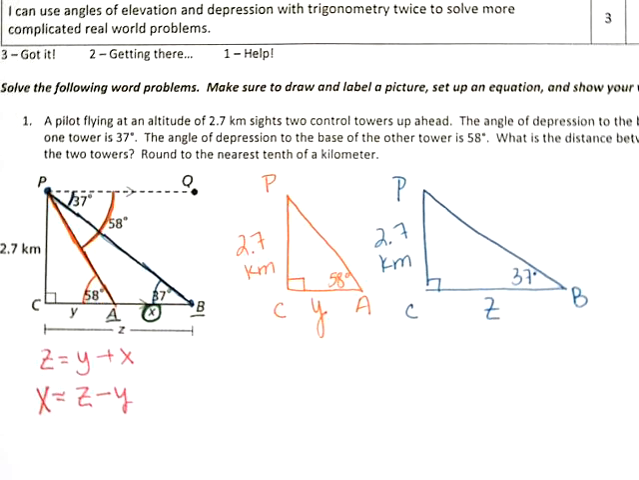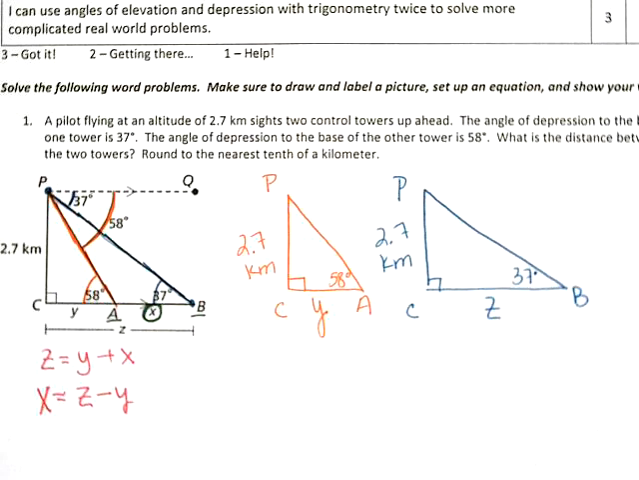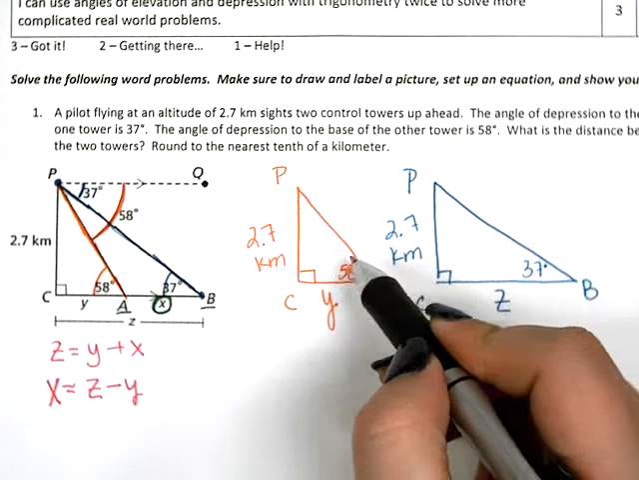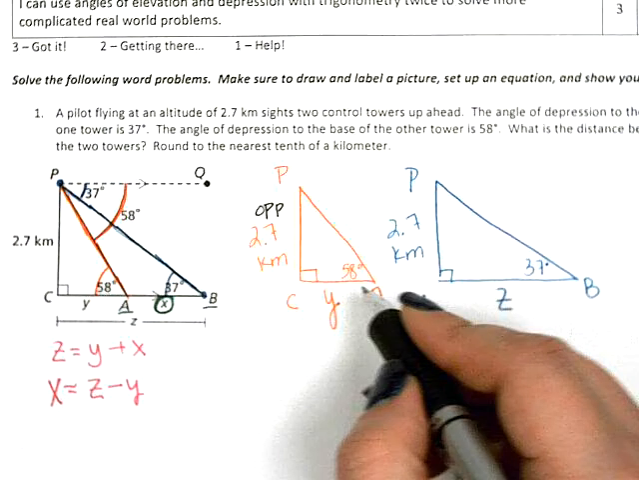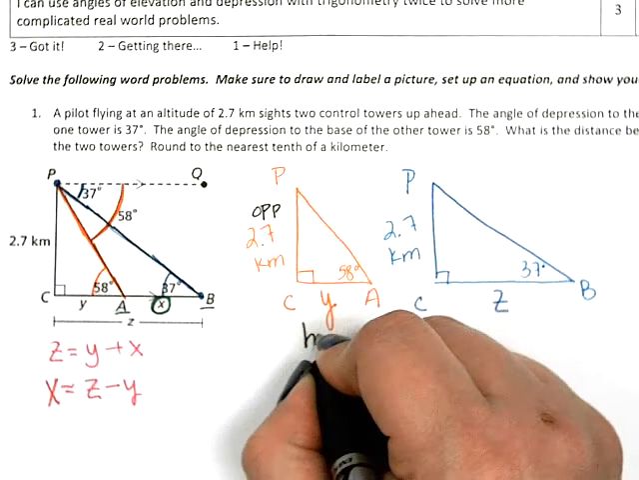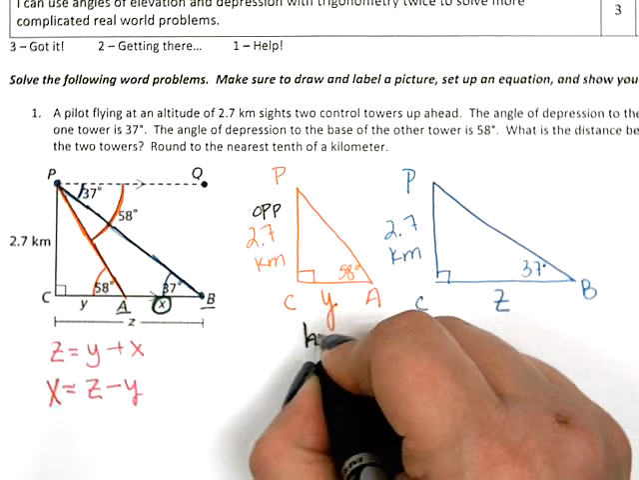So for this first triangle, let's grab another color here. For this first triangle, we've got our 58 degree angle here. And this 2.7 is our opposite, and y would be our adjacent.